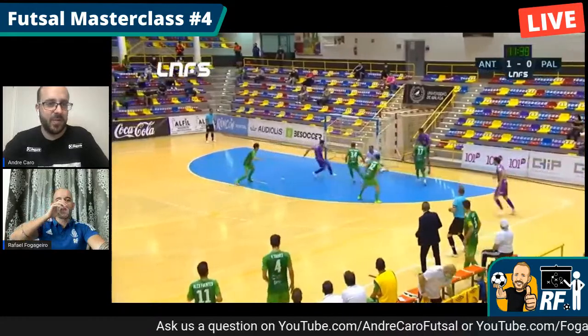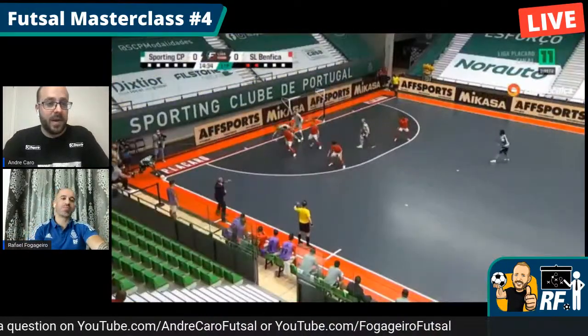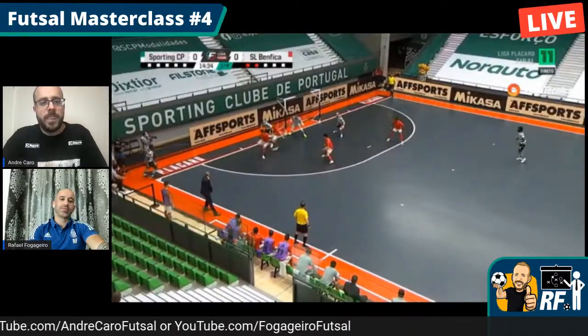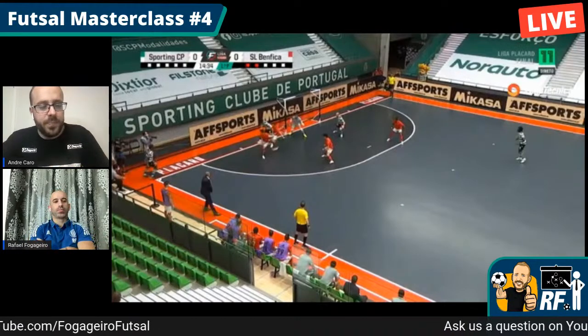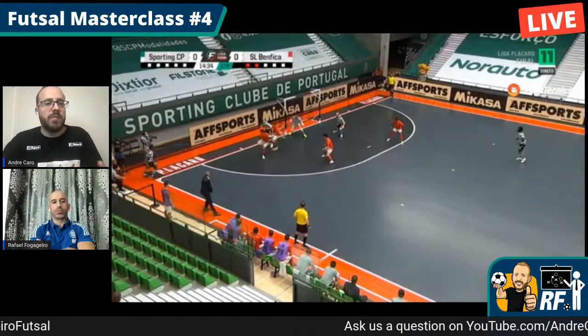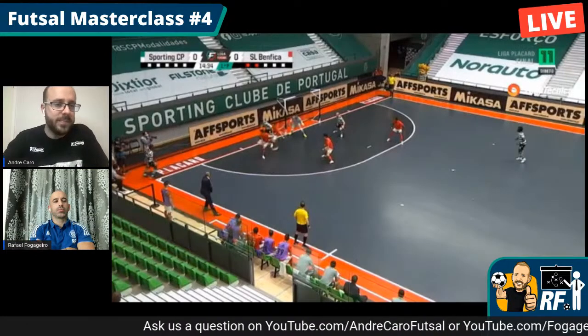Yeah, it's definitely one that is enough. So Rafa, another corner to attack. So this one is a corner to attack the number one. Can you tell us one possibility to attack the number two defender? Yes, of course. Let me show you here.